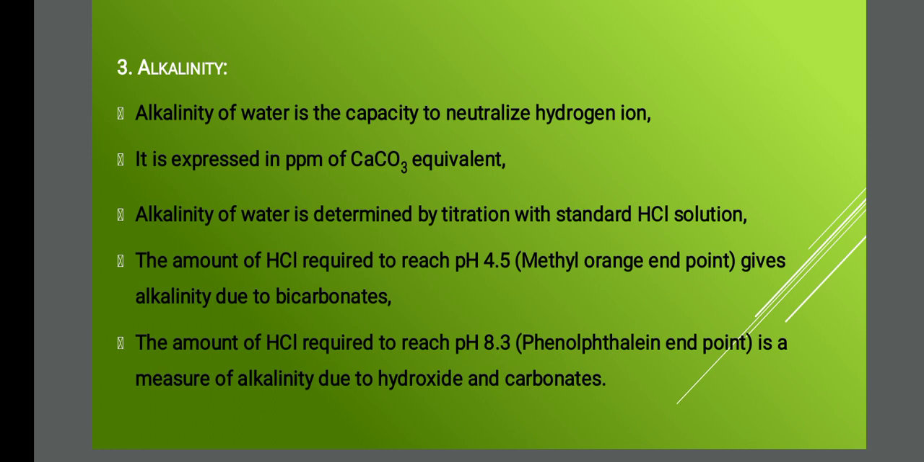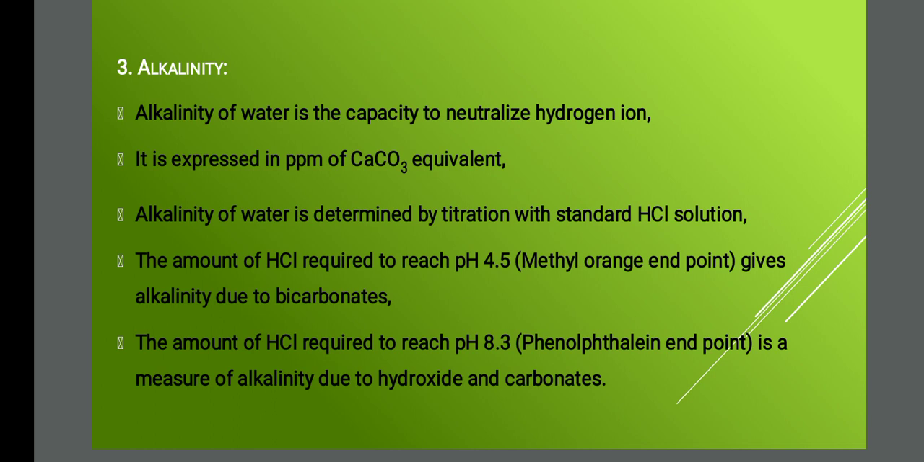எவ்வளோ ஹைட்ரோக்ளோரிக் ஆசிட் அது கன்சியூம் பண்ணியிருக்கோ அதை பொறுத்து நம்ம என்ன சொல்லுவோம்னா எவ்வளோ பைகார்பனேட் அயான்ஸ் இருக்குன்னு நம்ம கண்டுபிடிச்சிக்கலாம். அதே மாதிரி the amount of hydrochloric acid to reach 8.3 pH is nothing but phenolphthalein end point. It will say you what is the amount of hydroxide and carbonates present in water sample. So this is something about alkalinity.